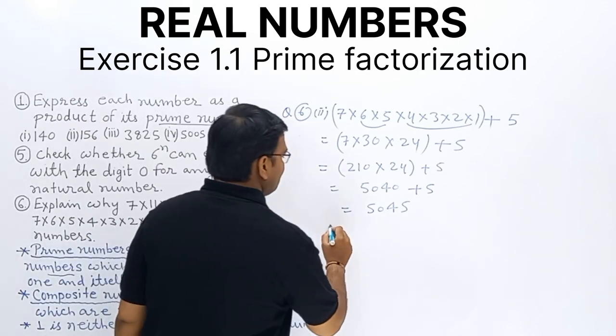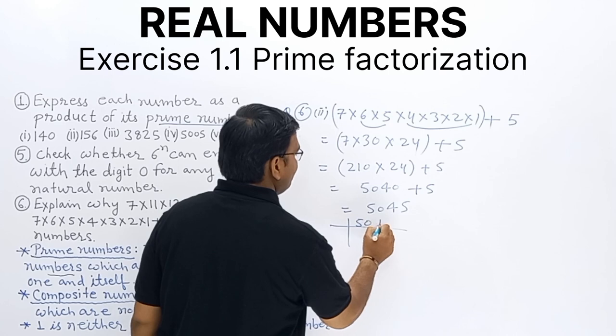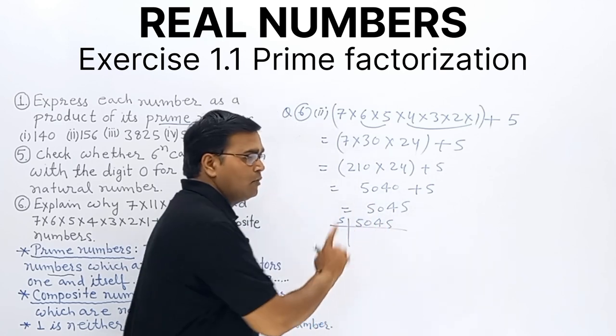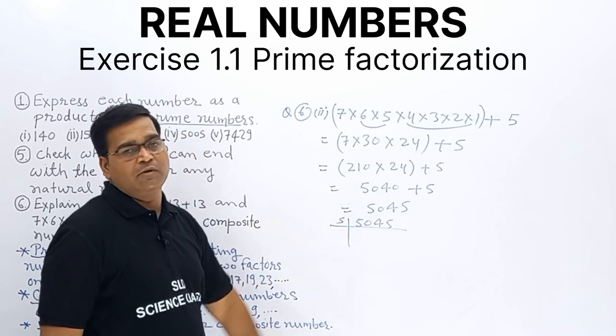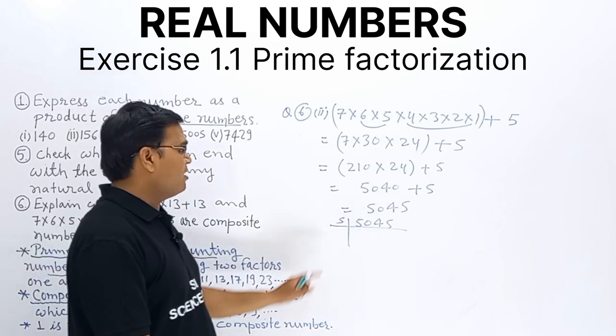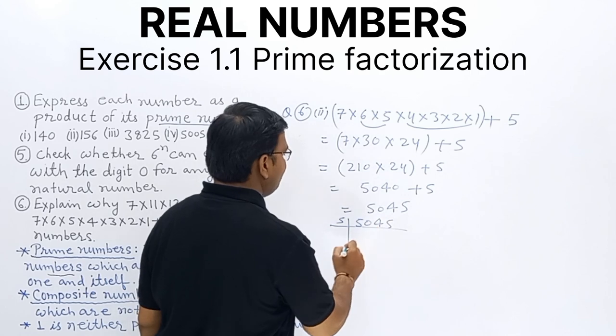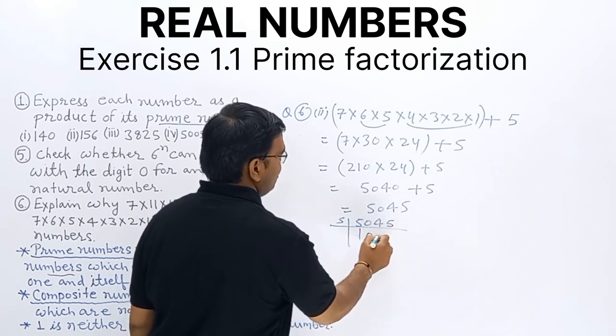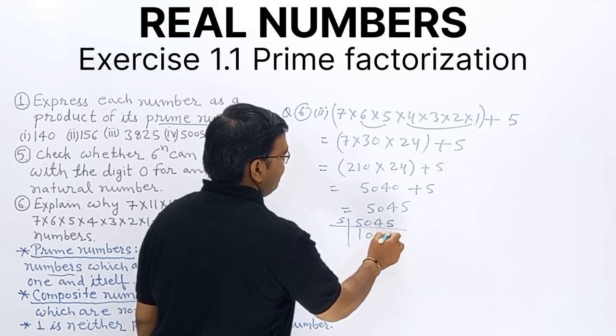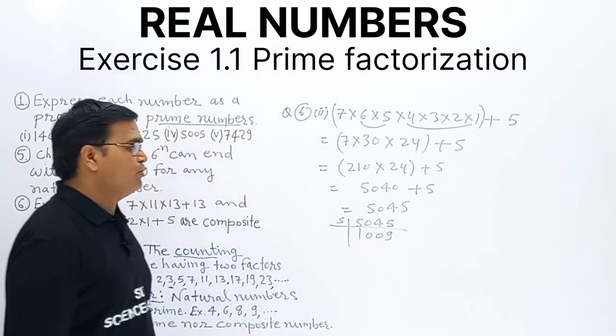Do the prime factorization of this number, 5045. It is not divisible by 2, not by 3. The sum of the digits: 5 plus 0 is 5, 5 plus 4 is 9, 9 plus 5 is 14. It is not a multiple of 3. Now next, 5. Yes, the units place has 5, so we can divide this number by 5. 5 times 1009 gives 5045.